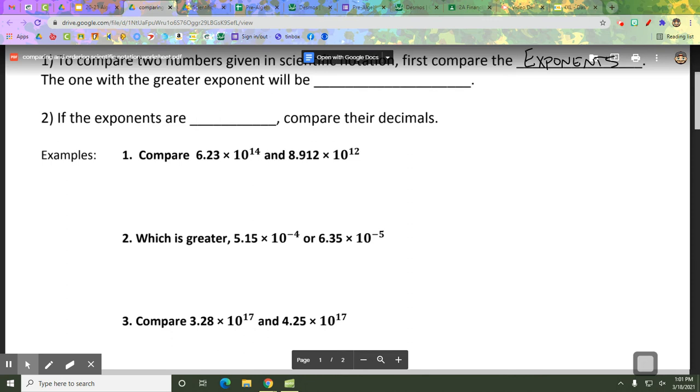All right, so first you're looking at the exponents. The one with the greater exponent obviously will be larger, okay, or bigger. And then if the exponents are equal, you go to the decimals, okay? Because if both are in the third power, then you'll compare the decimals. So like 3.5 times 10 to the third, and I don't know, 2.6 times 10 to the third. The 3.5 will obviously be bigger because 3 is bigger than 2.